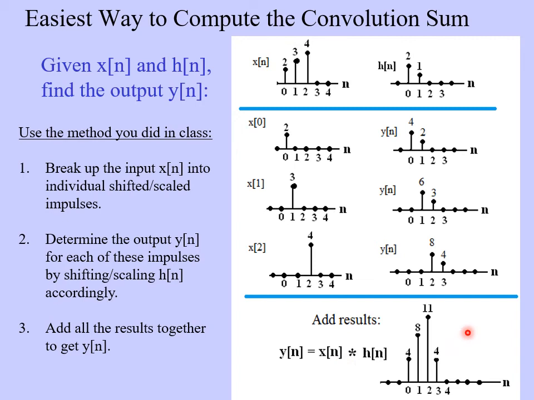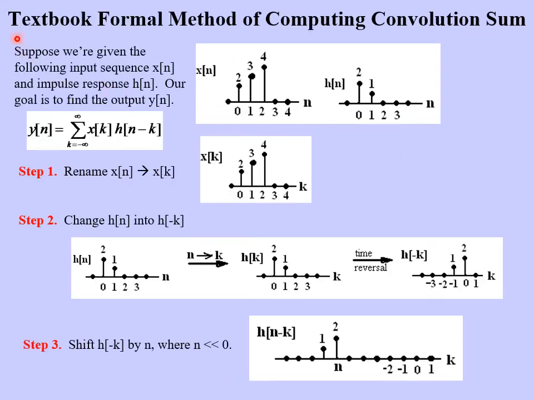I believe this is much simpler to do than the book method, which, just for completeness, I am going to go over briefly, and I'll let you, as a student, decide which method you might want to use, for example, in the homework when you have to do these types of problems. So here's the textbook formal method of computing the convolution sum.